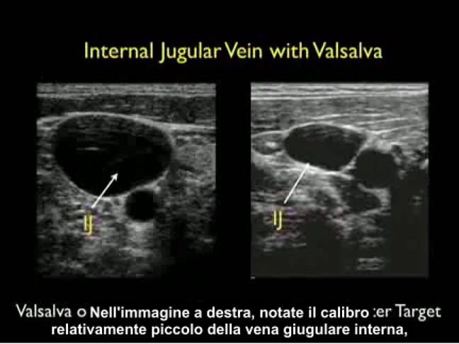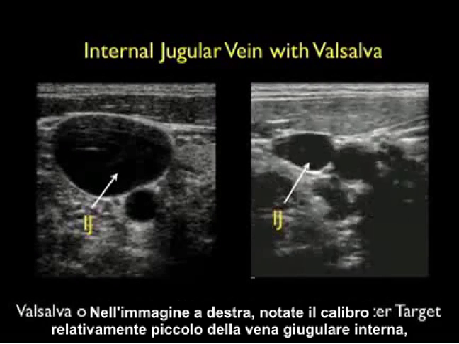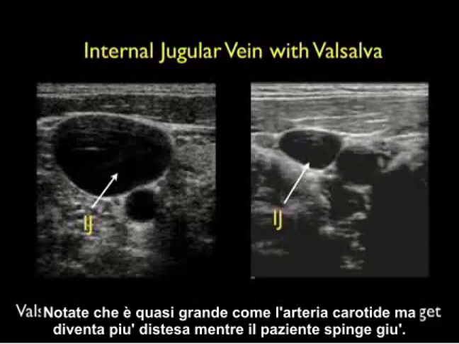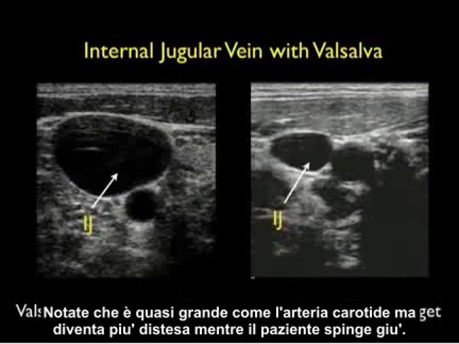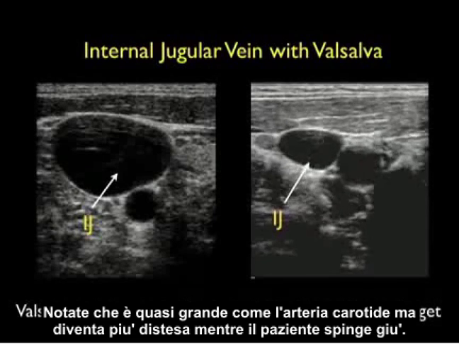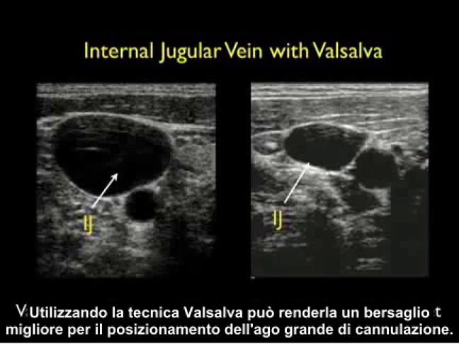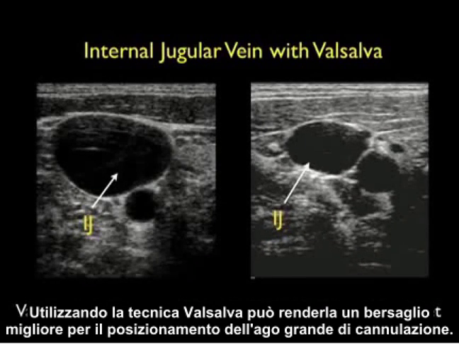In the image to the right, note the relatively small caliber of the internal jugular vein. Notice that it's almost as big here as the carotid artery, but that it becomes much more distended as the patient bears down. Using the valsalva technique can make it a much better target for placement of the large cannulation needle.